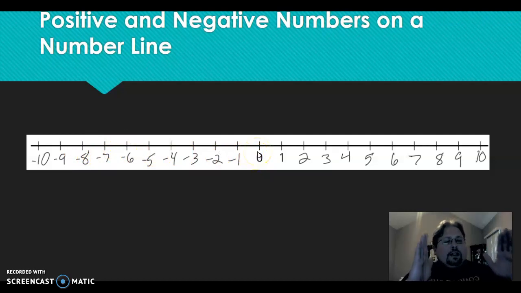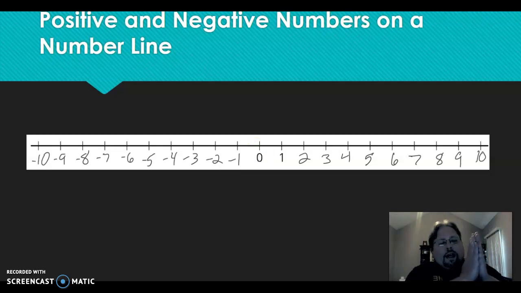Because remember when we were in class and we did these number lines and we folded them in half, and the negative 1 and the 1 matched up if we folded them right on that 0, and the negative 2 and 2 match up? That's how your number line should work when you're creating it.